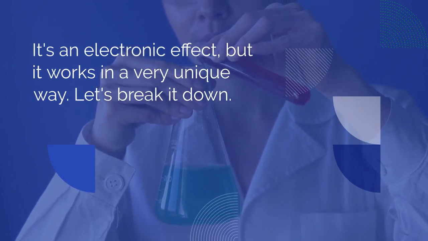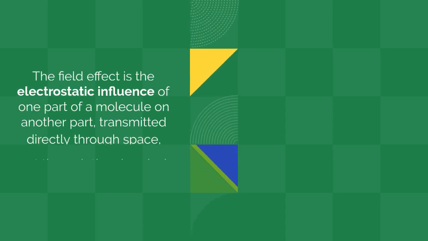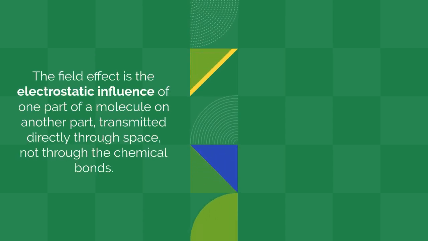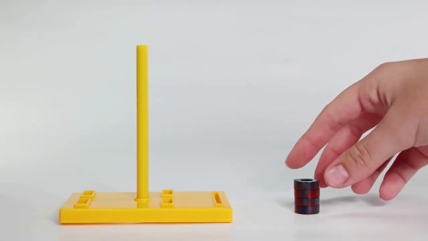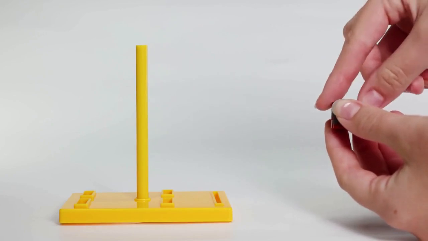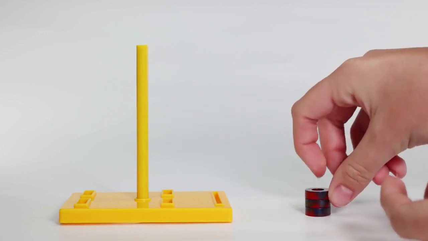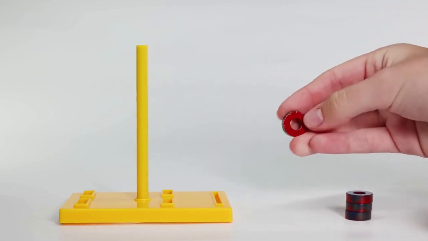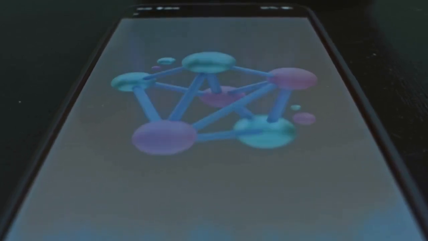Let's break it down. The field effect is the electrostatic influence of one part of a molecule on another part, transmitted directly through space, not through the chemical bonds. Think of it like two magnets. They don't need to be touching to attract or repel each other. Their magnetic fields interact through the space between them. The field effect is similar.